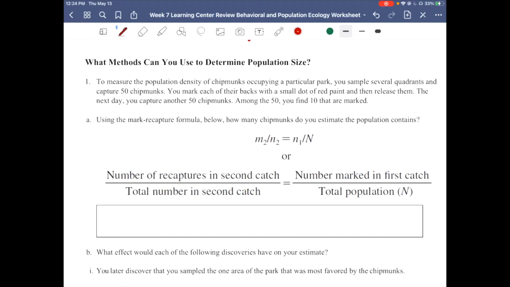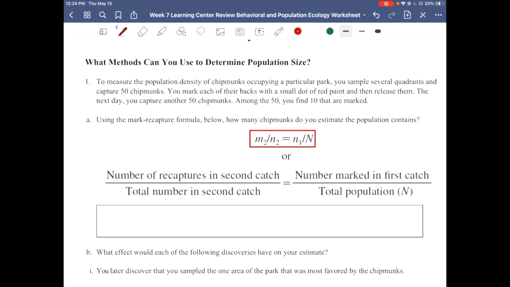And what they did is they made several quadrants and captured 50 chipmunks, and they put a mark on each of their backs with a small dot of red paint, and then they released them back into nature. And then the next day they captured another 50, and among the 50, they found that only 10 of them were marked. So, using this comparison, how many they marked versus how many they were able to capture that were marked the next day, you can use that to estimate how big the population is. So, how many chipmunks might be in that population. And to do that, there's this formula.